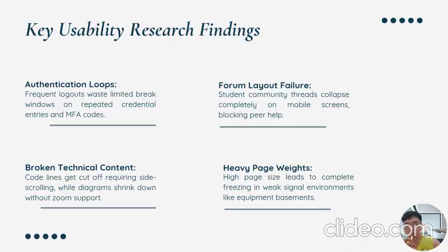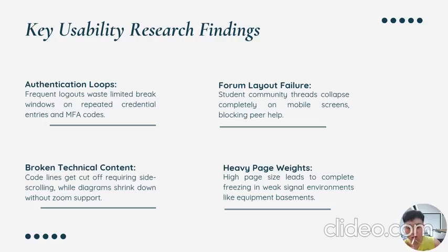So next, we're going to the key usability research findings. In this slide, there are four highlighted key findings. First is the repeated logout. This means that the site keeps logging out the user. Second is the broken code and image. The code lines get cut off horizontally, forcing users to scroll back and forth just to read a line. The diagram shrinks down so small that it becomes blurry and you can't even zoom it.